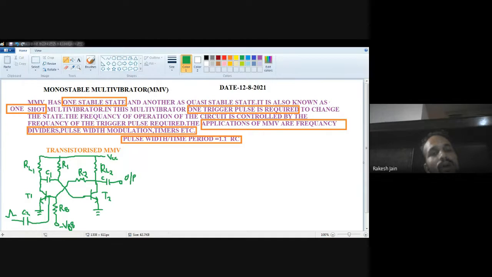But here, because we applied the trigger pulse, base supply is also applied via resistor R3. Okay, not RB. If you don't want to give the name RB, you can give the name R3, no problem. But the supply, because it is applied at the base terminal, I mentioned the name as VBB. Okay, now the second diagram.